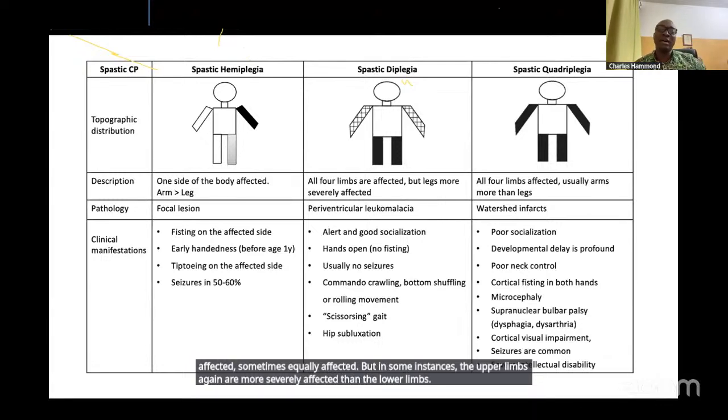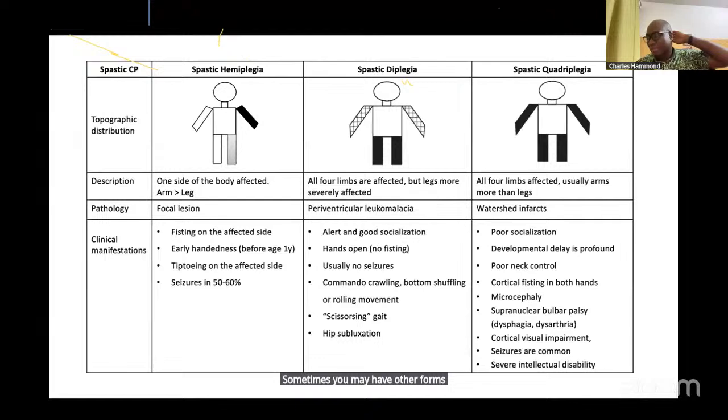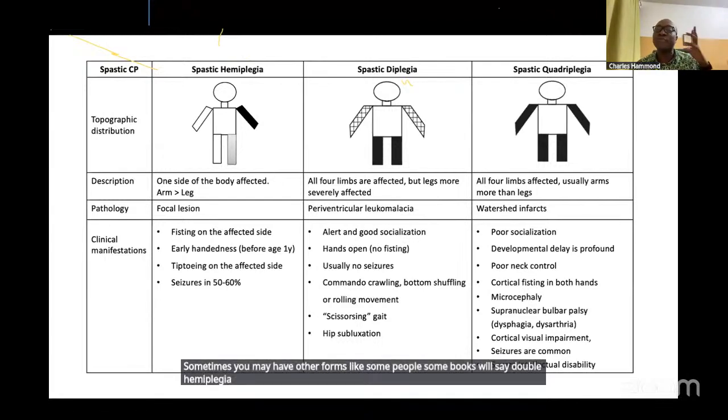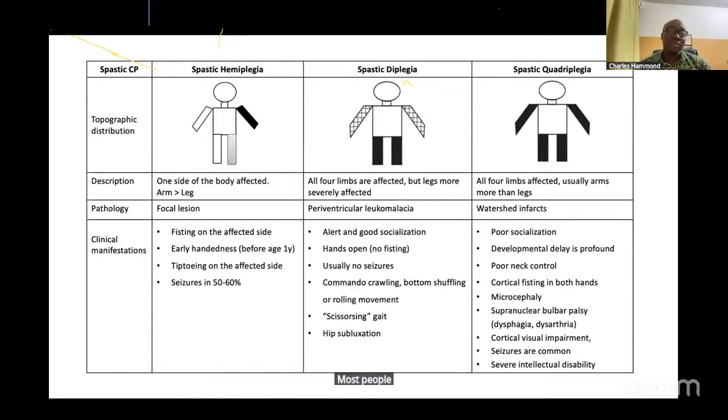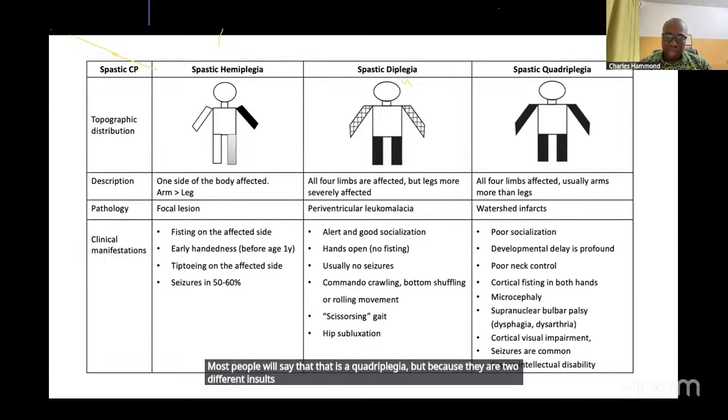Sometimes you may have other forms, like some books will say double hemiplegia. This is when you have two different insults affecting the two hemispheres separately and giving two different pictures on each side. So most people will say that is a quadriplegia, but because there are two different insults presenting with two different manifestations on the different sides, some will say that is a double hemiplegia.